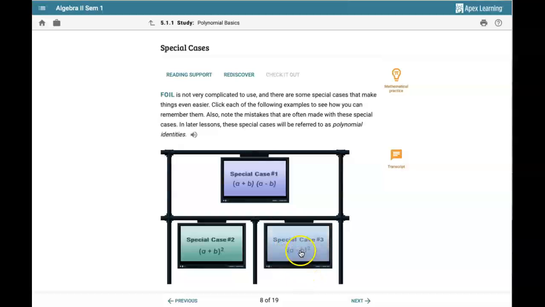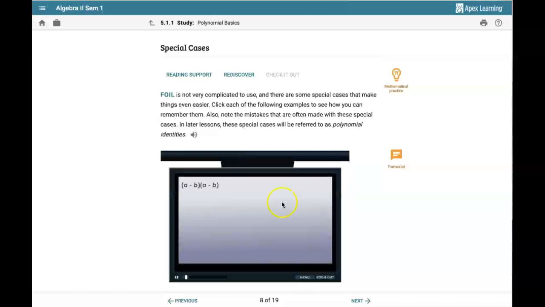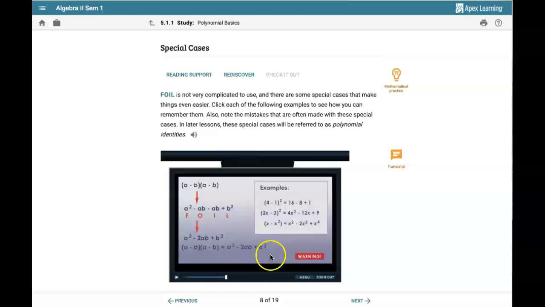All right, special case 3 is if you have a minus b and that quantity is squared. So again, you have a minus b times a minus b. We FOIL that guy out again. We are left with basically the same thing, except now instead of adding our 2ab, we are subtracting our 2ab. And again, same warning there.